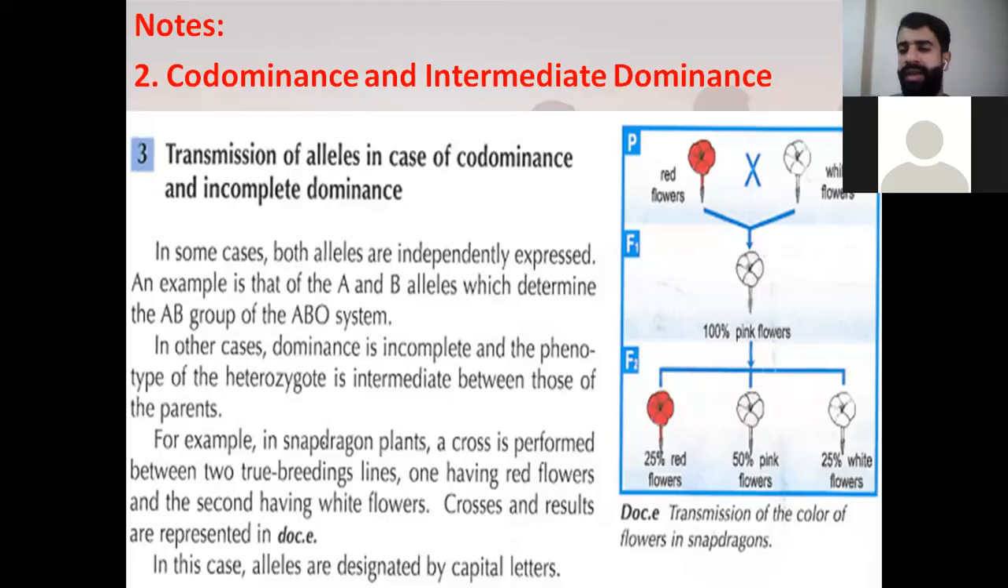And the pink doesn't have an allele P, for example. Here the parents are always pure. So here we have RR as a genotype, and here we have WW. Both of them are dominant. Sure, you have to give the symbols.